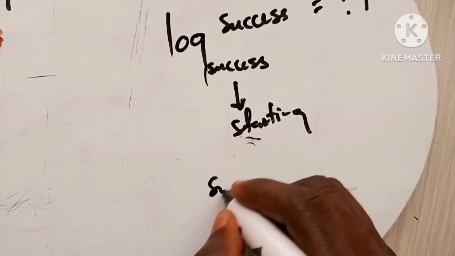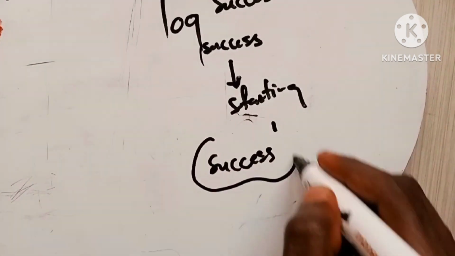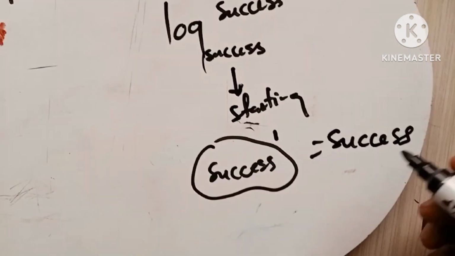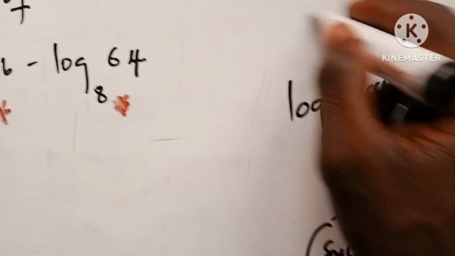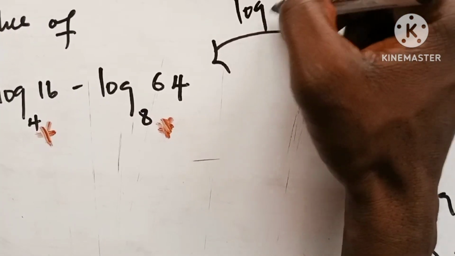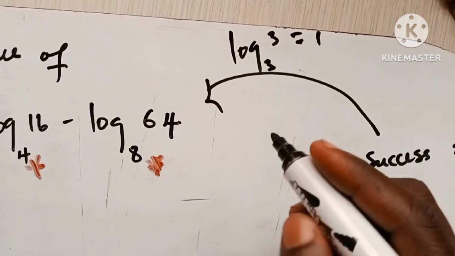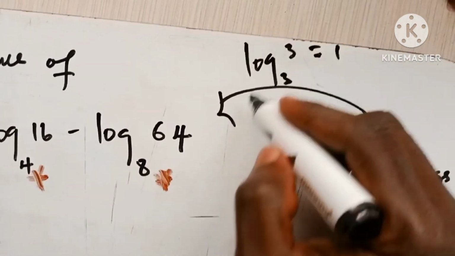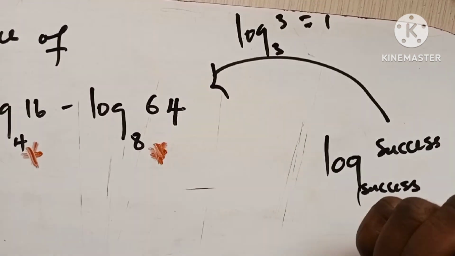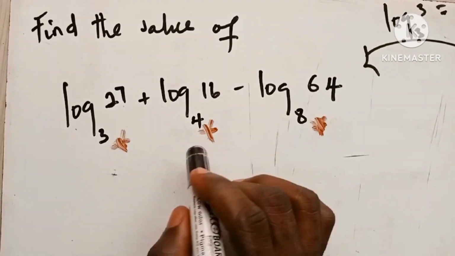What it means here is that when I raise success to the power 1, it is the same as success. So the answer here is equal to your success, right? So bringing the idea to the mathematical field, log of the same number, log 3 base 3, is equal to 1. That is the definition of what we are saying: log of the same base is equal to 1. Now this is what we are going to use in solving this particular problem.